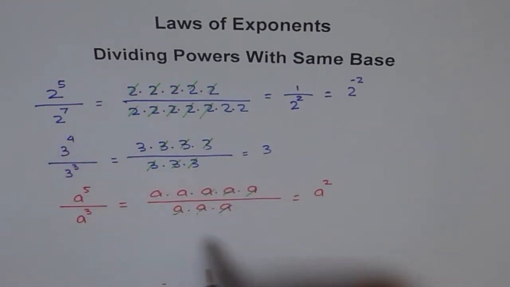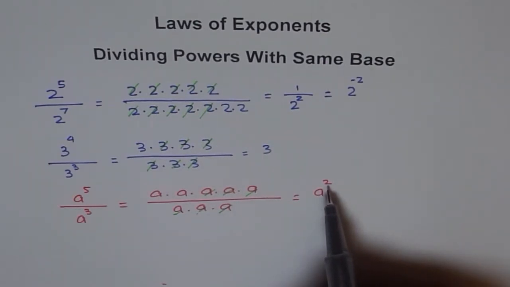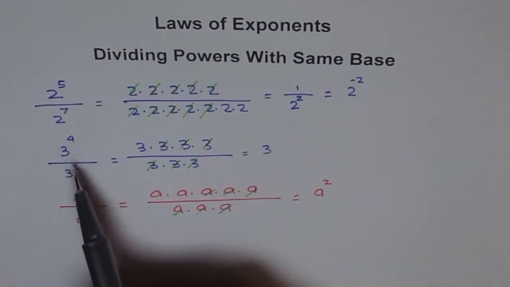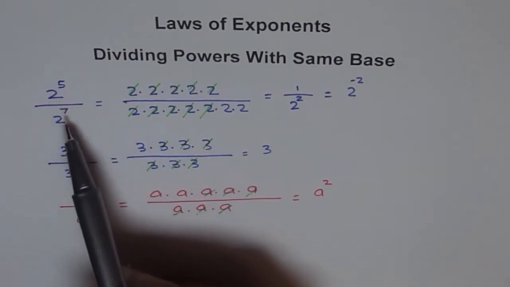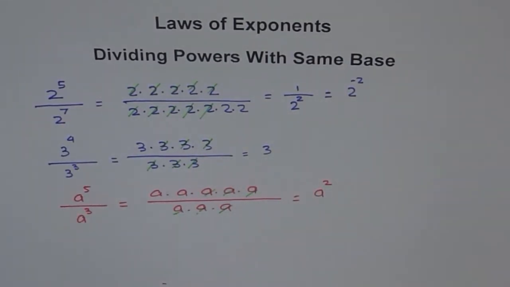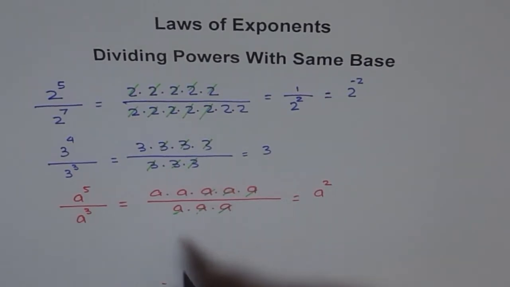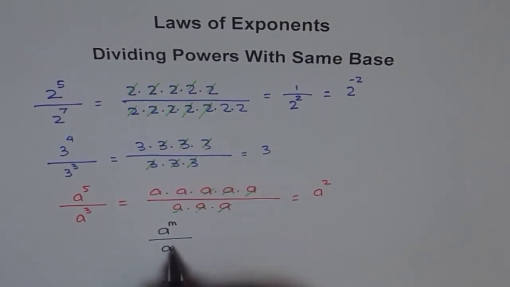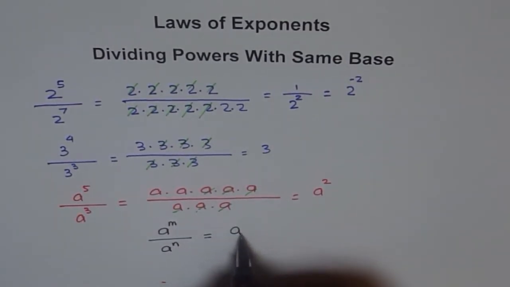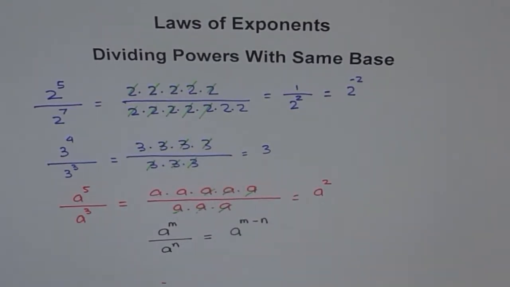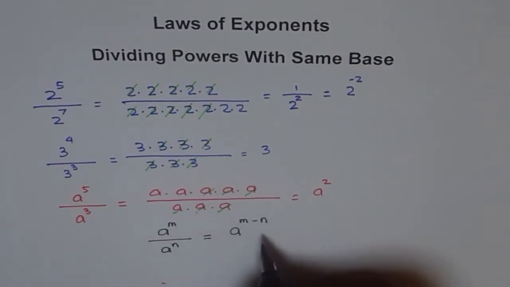If you observe all these cases, how do we get 2 from these numbers? It is 5 minus 3 gives you 2. 4 minus 3 gives us 1. 5 minus 7 gives us minus 2. So in general, if I have something like a to the power of m divided by a to the power of n, I should expect a to the power of m minus n. So this is dividing powers with same base. It's a law, because this is always true.